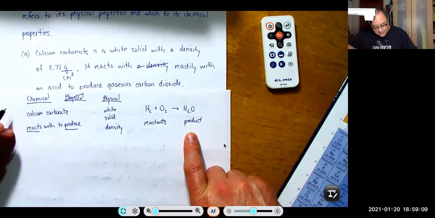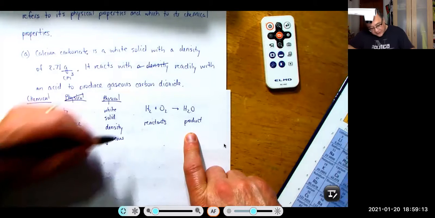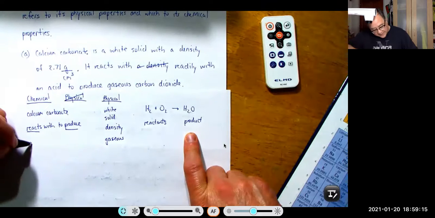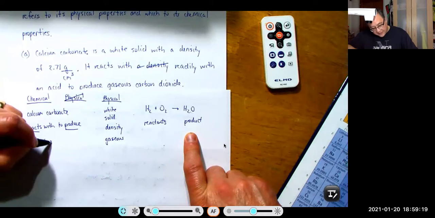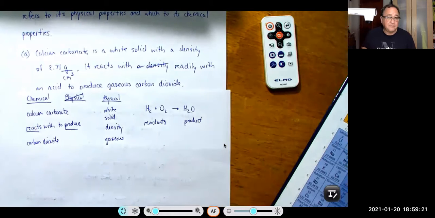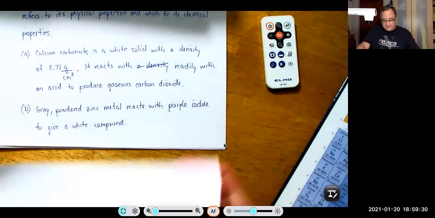Let's see now. Gaseous, that's a state, so that's a physical description. And carbon dioxide, again, is a chemical property because it's telling us about the formula. So any questions about A? So let's take a look at B.